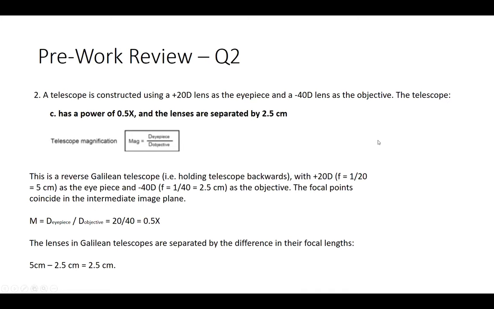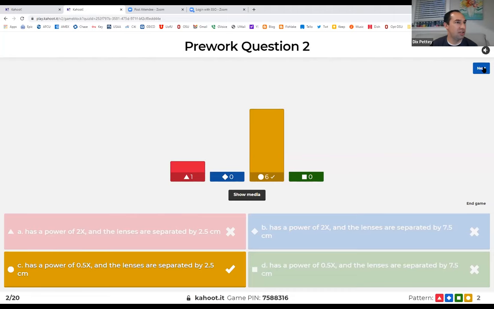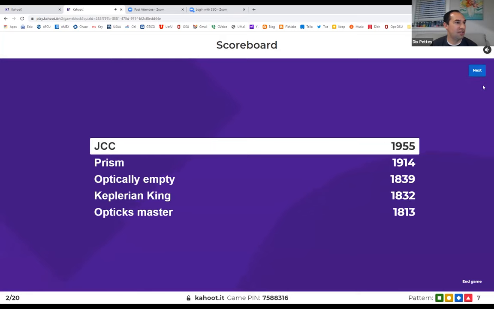Okay, we'll do some more of these telescope questions as well. Sometimes drawing these out can be helpful too, but as long as you can keep the eyepiece and objective in your head as far as that equation, you should be pretty good. Okay, any other questions on this one? Okay, let me go back to the Kahoot. Solid. Nice. I expect you guys to rack up some points on these pre-work ones.